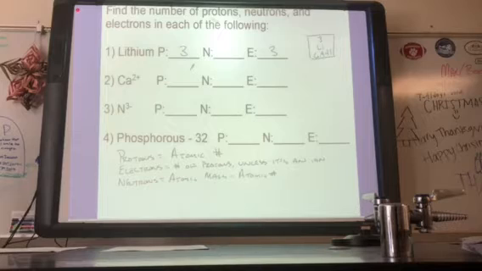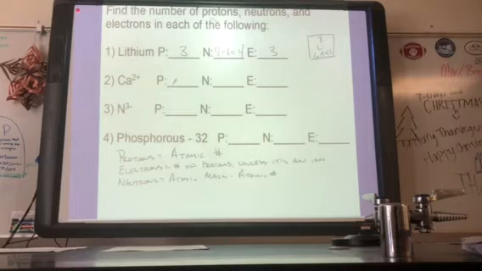Now, the neutrons. The atomic mass for lithium is 6.941. When you get ready to do these, I want you to round that atomic mass up or down. You cannot have a decimal number of neutrons as your answer. For this one, you couldn't have 3.941 neutrons. That wouldn't make sense. You can't have 0.94 of a neutron. So we round the mass. In this case, we can round 6.9 up to 7. And so we would do the mass of 7 minus the atomic number of 3 is equal to 4. So lithium would have 4 neutrons, 3 protons, and 3 electrons.